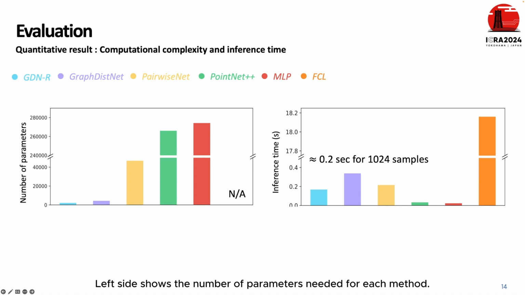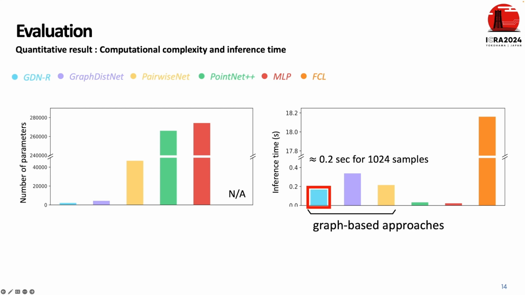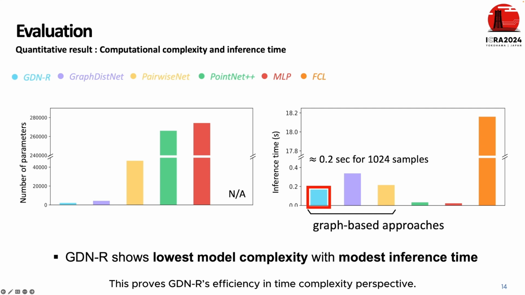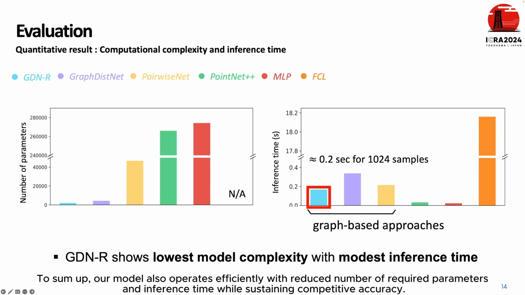Left side shows number of parameters needed for each method. GDNR requires least amount of parameters. Right side shows the inference time of each method. Among graph-based methods, GDNR shows the least amount of inference time. This proves GDNR's efficiency in time complexity perspective. To sum up, our model also operates efficiently with reduced number of required parameters and inference time while sustaining competitive accuracy.